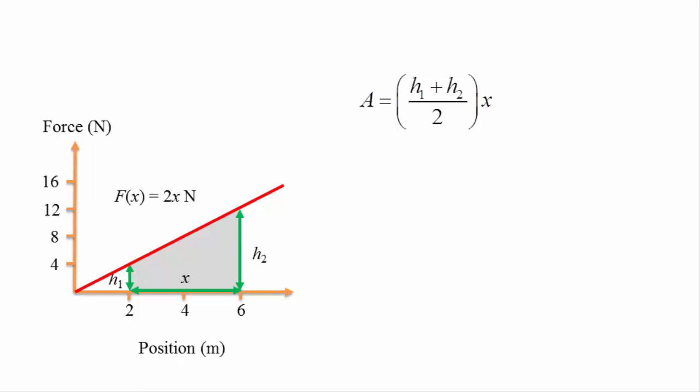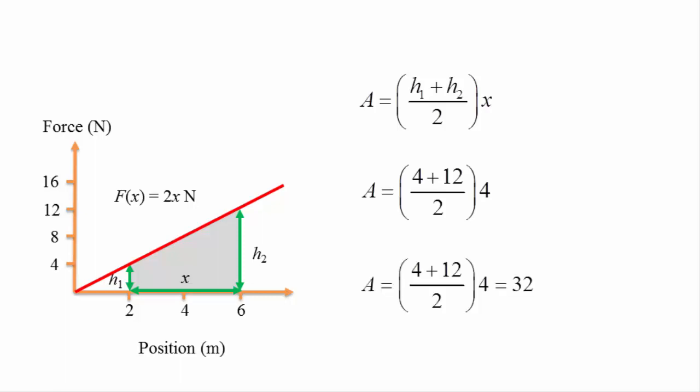by the length. We can see from the graph that the height of the trapezoid at 2 meters is 4 newtons, and the height at 6 meters is 12 newtons, and the distance between them, which is the length, is 4 meters. So what is the area of the trapezoid? Putting these values into the formula gives us an area of 32 Newton meters. And of course, this is equivalent to the work done, so it has the units of joules.